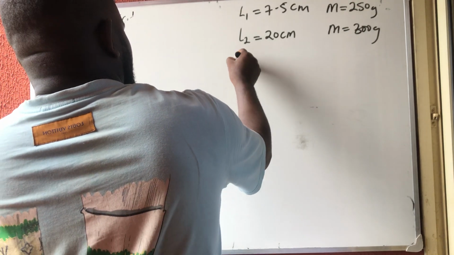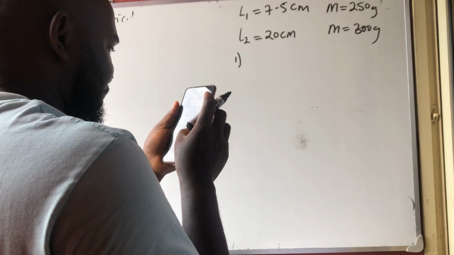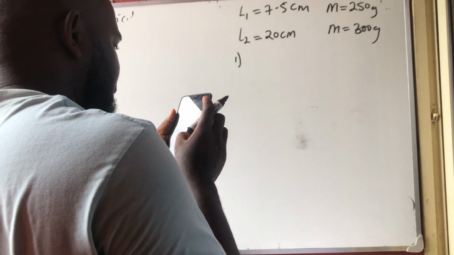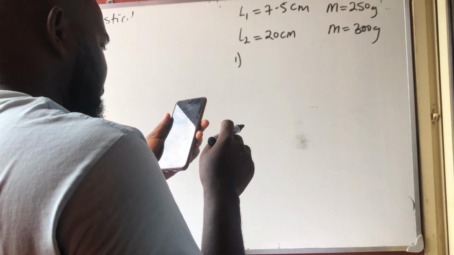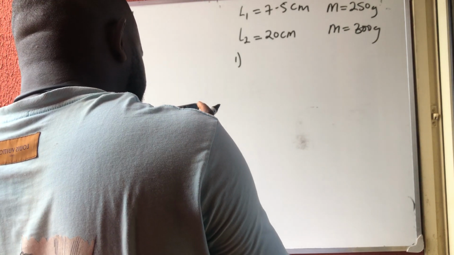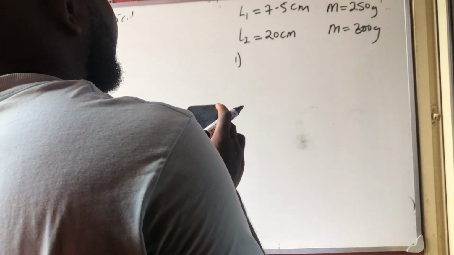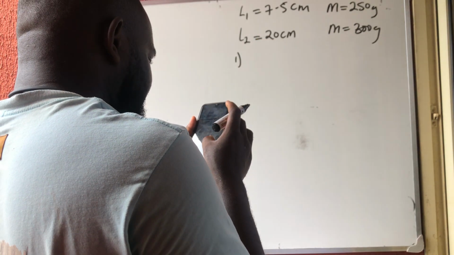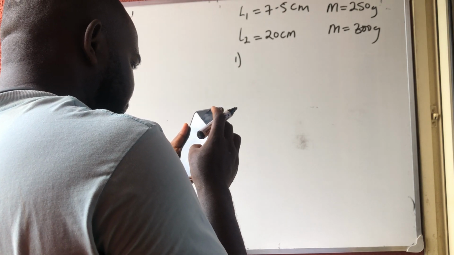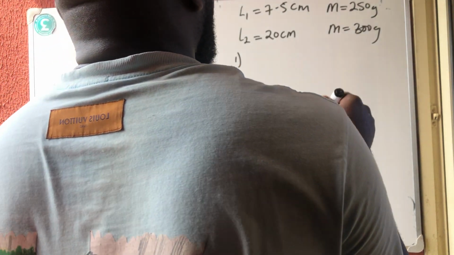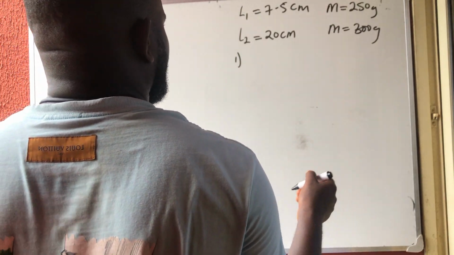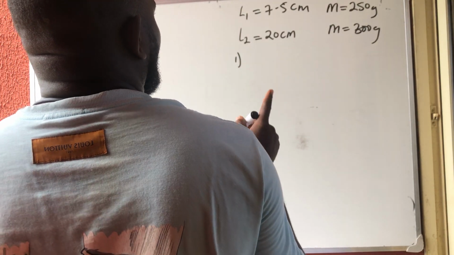That is the question: extension of the string per unit load. Then I said the force constant of the string. So we need the extension to get the original length. Extension per unit load. So we need the extension.